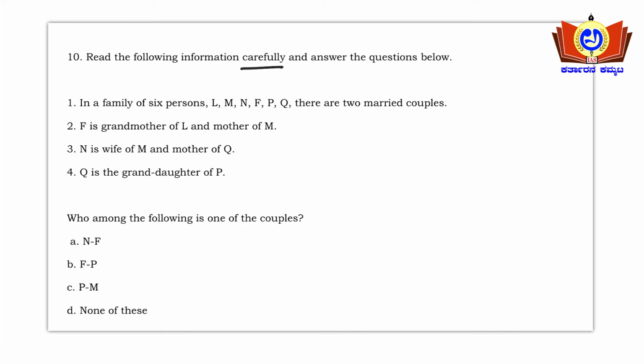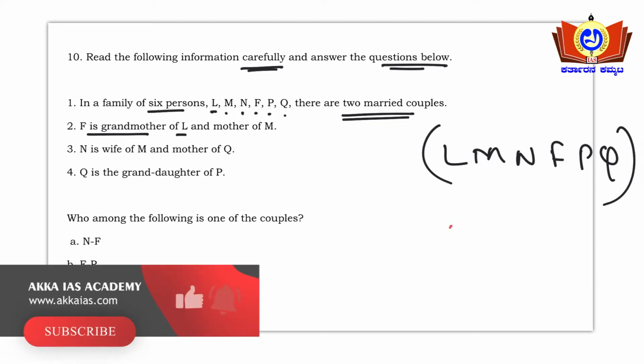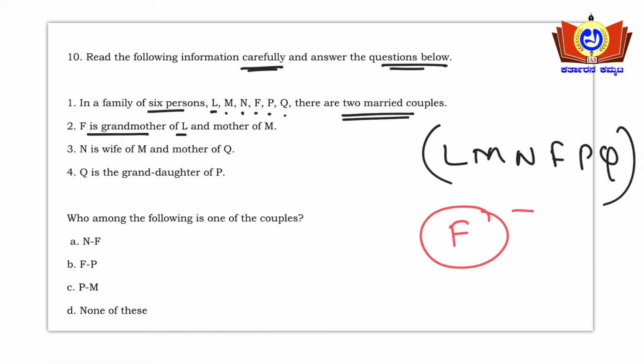So read the following information carefully and answer the questions below. In a family of 6 persons, L, M, N, F, P, Q, there are 2 married couples here. F is the grandmother of L, so I shall write here. L, M, N, F, P, Q here. So I shall change the ink here. F is the grandmother of L. F is the grandmother means F is female here and she is married to some male here.